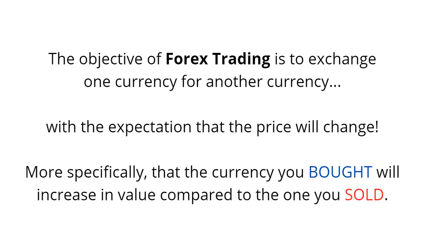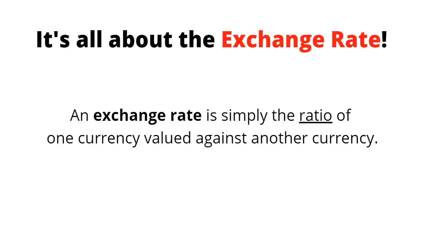So the objective of Forex trading is to exchange one currency for another currency with the expectation that the price will change. More specifically, that the currency you bought will increase in value compared to the one you sold. So it's all about the exchange rate. So what is an exchange rate, you might be thinking? Well, an exchange rate is simply the ratio of one currency valued against another currency. I'm going to repeat that so it settles in. An exchange rate is simply the ratio of one currency valued against another currency.